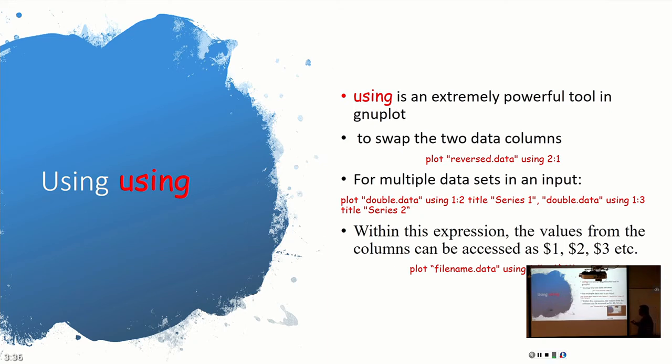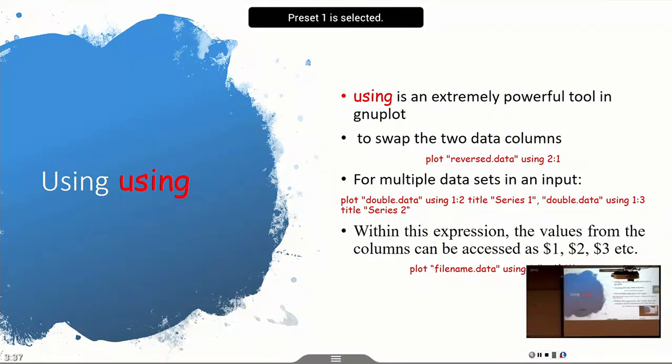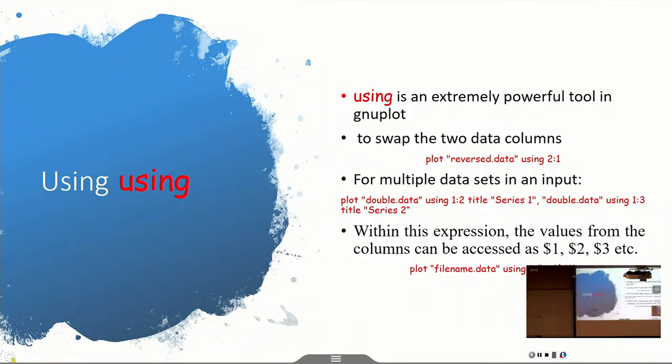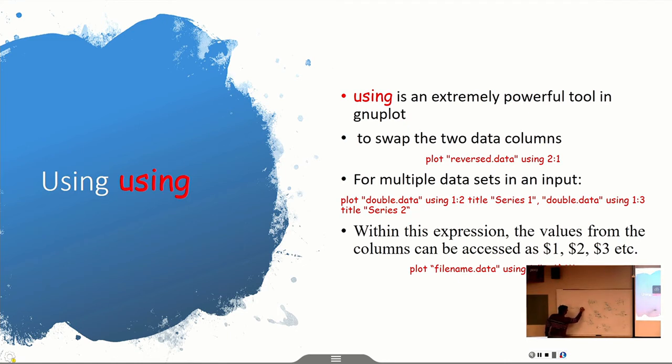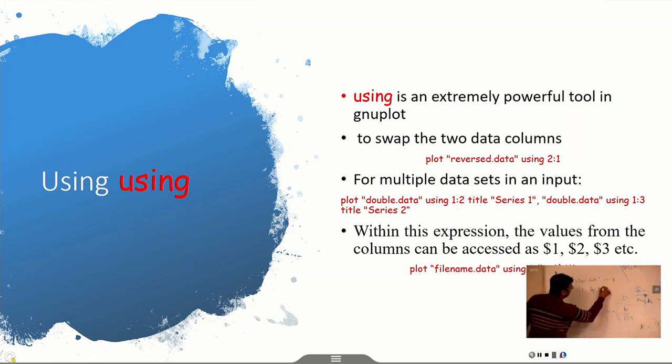If you want to modify it, you can give a command like plot file name using 1:(log($2)). So it will take the logarithm of the second column, and then plot it against the first column.